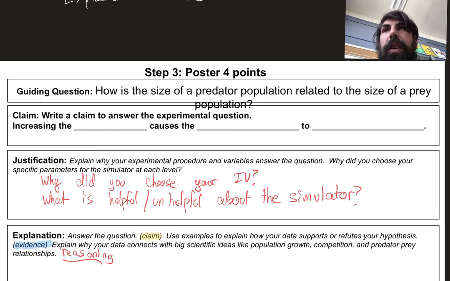Go back to the video from Wednesday and your readings on CK12 and use those big ideas of population growth, competition, predator-prey relationships, what's going on in an ecosystem and what the energy flow in an ecosystem is. You can even think about the Yellowstone wolves example. What is the relationship between predator and prey populations? Use all of those ideas to support your claim.